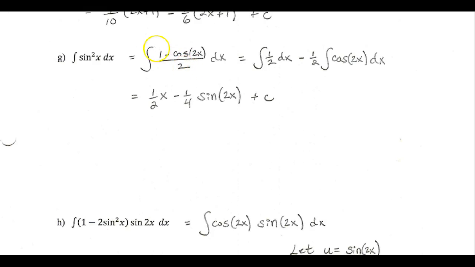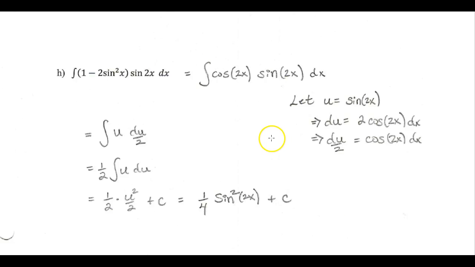Then it becomes simple. I have an integral of 1/2 dx, and pull out a 1/2: integral of minus 1/2 cosine of 2x dx, right? Because 1/2 goes with both pieces. And then this is cosine of kx, which we know the integral of that is 1 over k sine of kx. So that's another 1/2 sine of 2x. So I have 1/2 x minus 1/4 sine of 2x plus c. Okay?